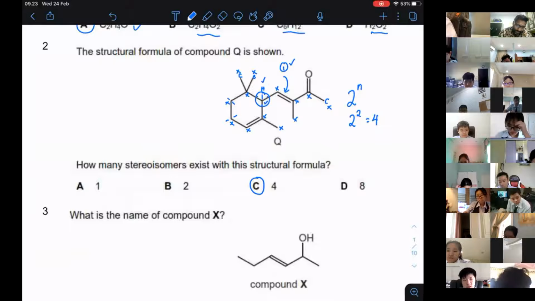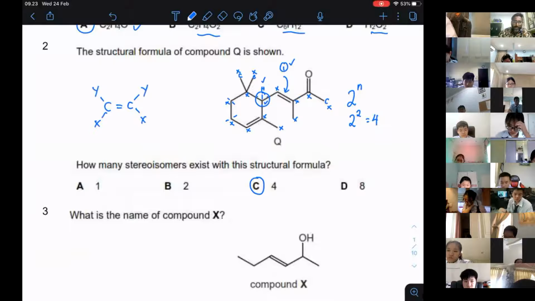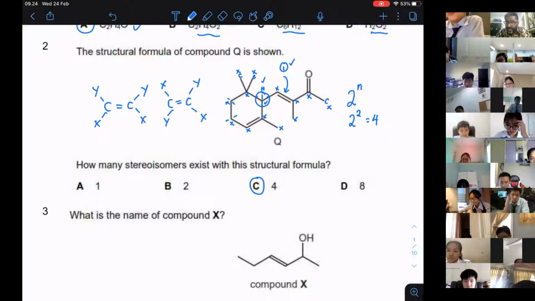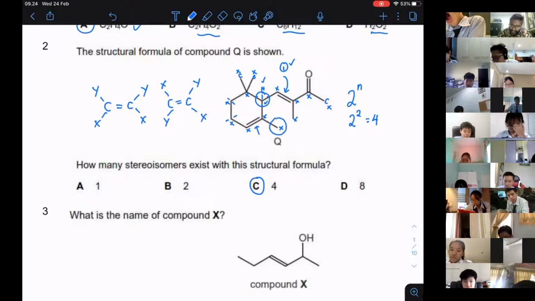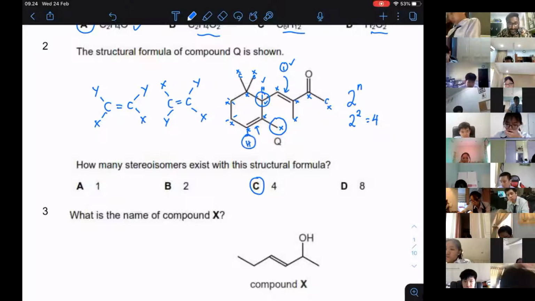So you see, just now I mentioned this. If you have X, X, Y, Y, and I want to put it as a trans, I will put it in this way. There is a possibility for the group to move. But now when you look at this structure, the freely moving ones are this extended group and this extended hydrogen. The CH3 and H is fine.